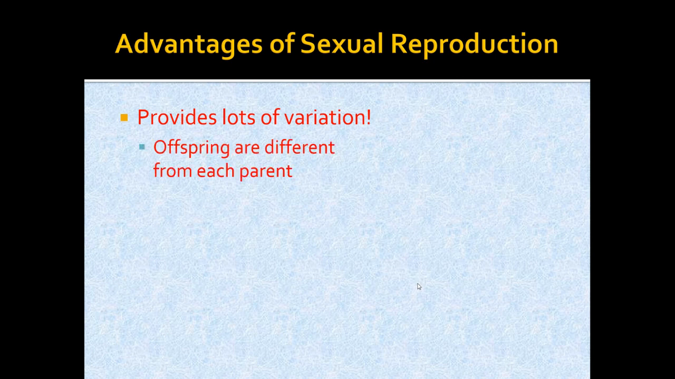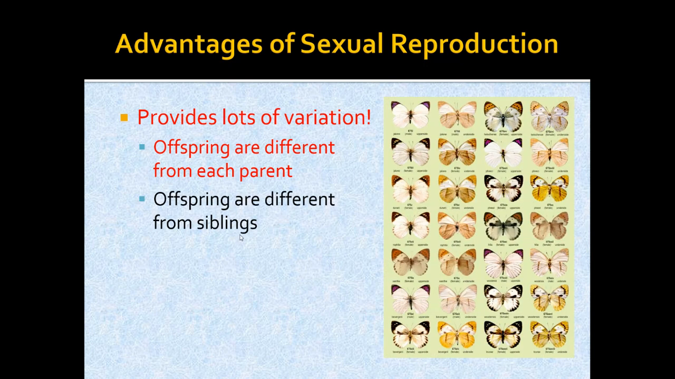Advantages of sexual reproduction: it provides a lot of variation. Offspring are different from each parent, which in a way, if you're different, then maybe one can adapt more to a given situation or environmental change, and the other may not survive, but the chance of one surviving is still higher than if both of them had the same DNA, right? So variation is actually very, very important. So offspring are different from siblings.